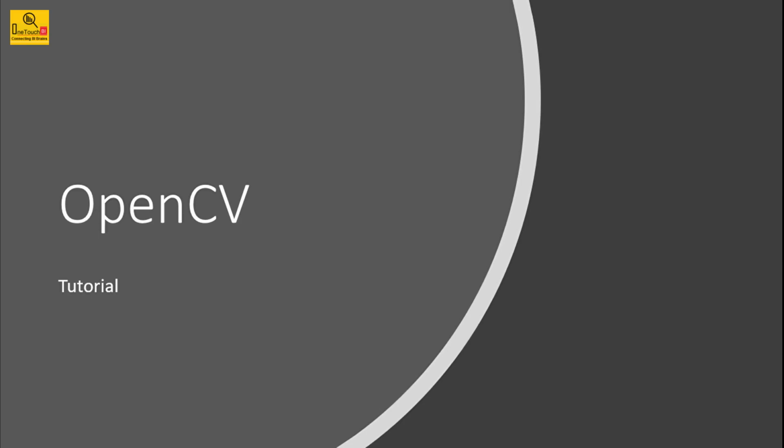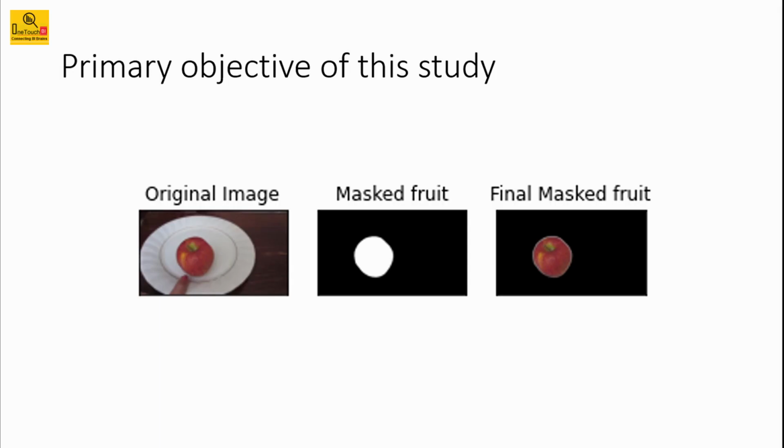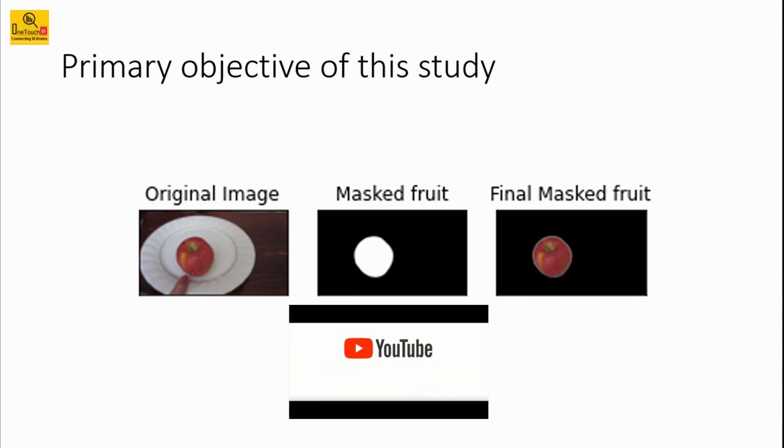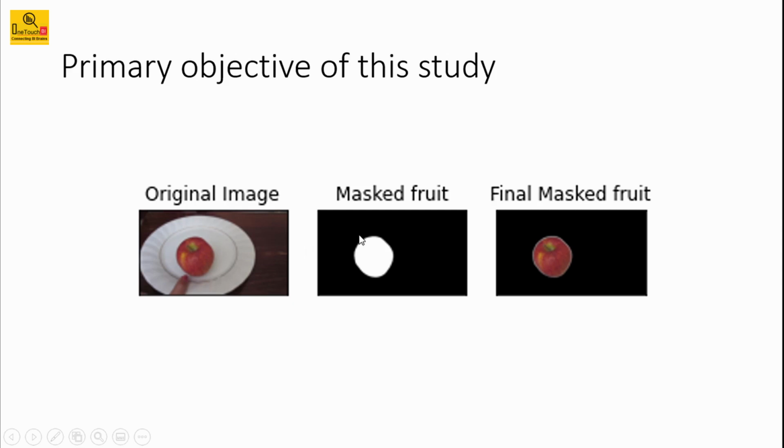So with that introduction, I'm just getting into the PPT, where the primary objective of the study has been put in clearly here. We are going to have an input image, which is a plate with a finger in it. Our objective is to extract an object. Here the object is the apple. First we need to mask it and then we need to extract it.